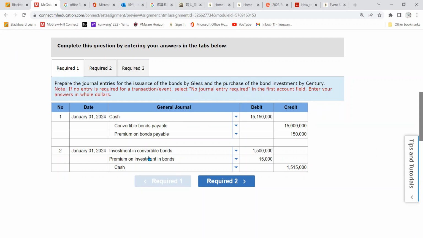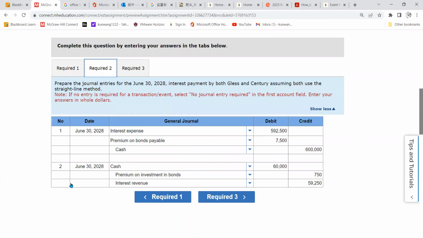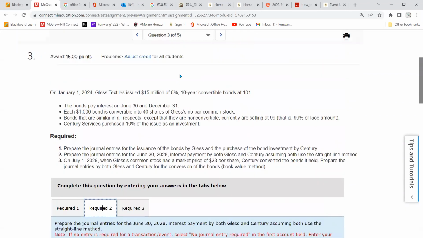That's for the seller. But for the buyer, we are acquiring 10%. So that's 1.5 million for the face value. And the premium is also 10% of the total, and then the cash payment. So both sides have a premium, but one is the seller's premium and the other one is the buyer's premium. So this is good practice. Let us review again the bond issue from both sides.